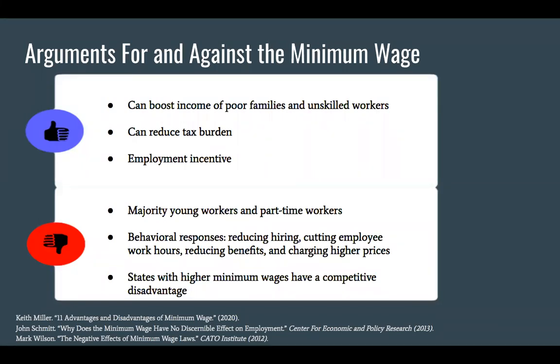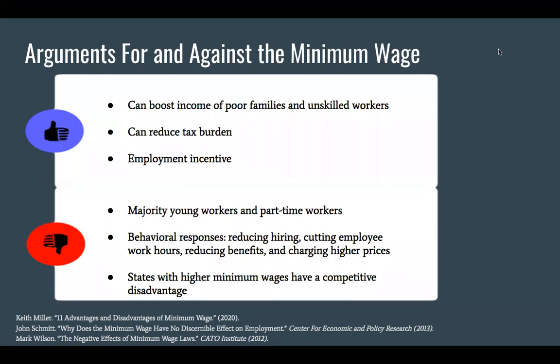The first argument for minimum wage, as Megan mentioned earlier, is that the minimum wage can boost the income of poor families and unskilled workers. However, as you can see, one of the arguments against the minimum wage is that the majority of people who make the minimum wage aren't poor families and unskilled workers. Instead, they're actually young workers who are in college or in high school and part-time workers whose main source of income is not this job.